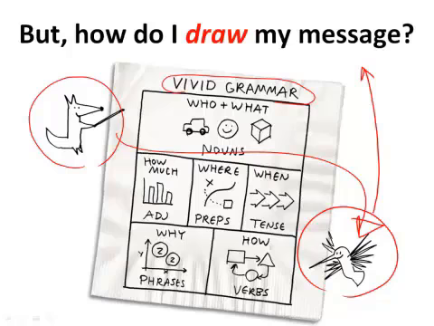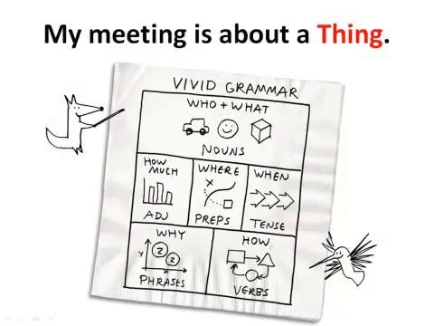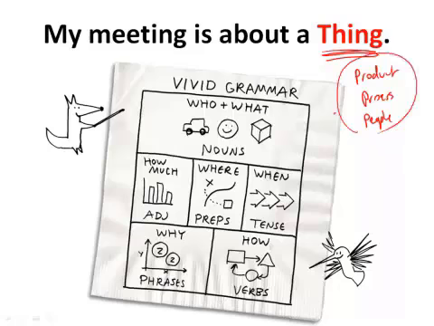I really want you to see how it can work. Let's say that I'm imagining my meeting is about a thing. It's about a product. It's about a process. Maybe it's about some people. It's about a thing. Well, my vivid grammar graph tells me that when I'm talking about things, the picture that I draw is a simple little portrait.